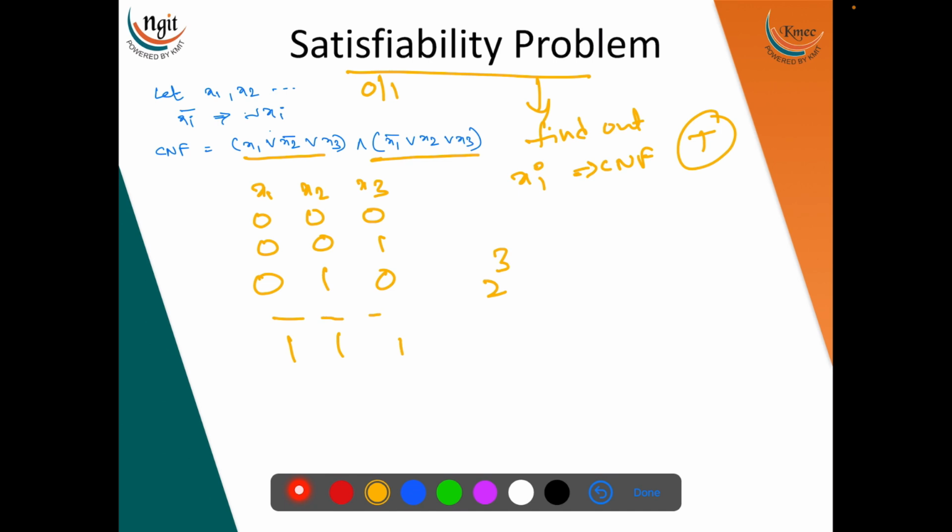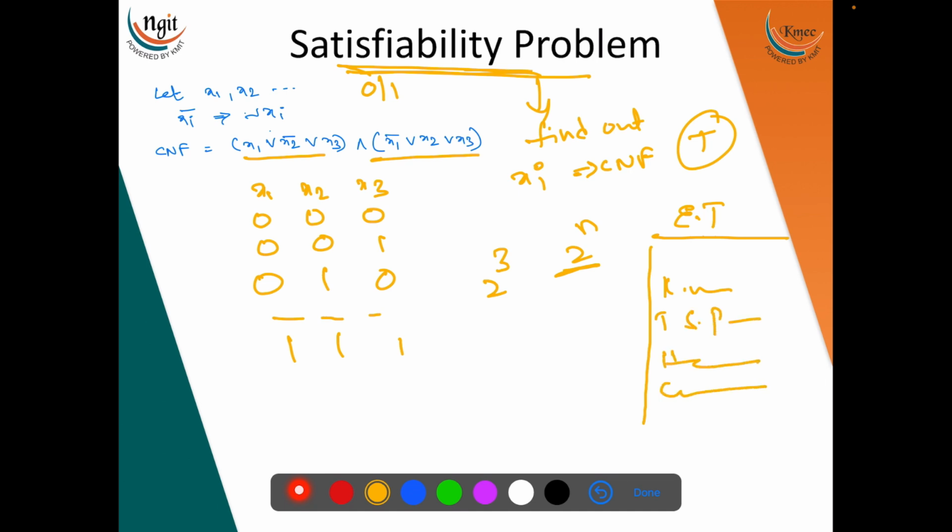Now, 2 power n means exponential time. This problem's solution is expected in exponential time. And if the satisfiability problem is exponential time, that means whatsoever algorithms I have from the first slide which take exponential time, knapsack problem, traveling salesperson problem, Hamiltonian cycle, graph coloring, all are exponential time. Now the satisfiability problem is also exponential.